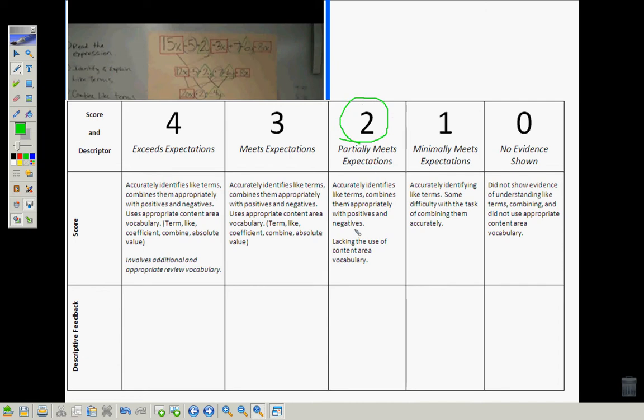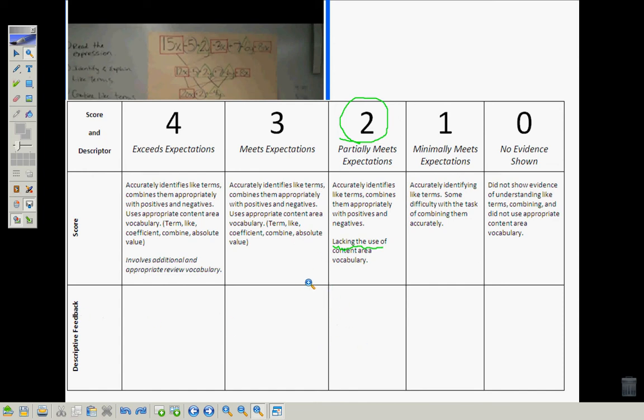The reason that this is a 2 is because it was lacking the use of content area vocabulary. This presentation did not use the words term, like, coefficient, combine, absolute value, constant. None of the terms that we've focused on throughout this chapter were used in this presentation. So here is the responsibility of the evaluator, of the person who's looking at it. And this is probably the most important part of this process. This is the box down here for descriptive feedback.